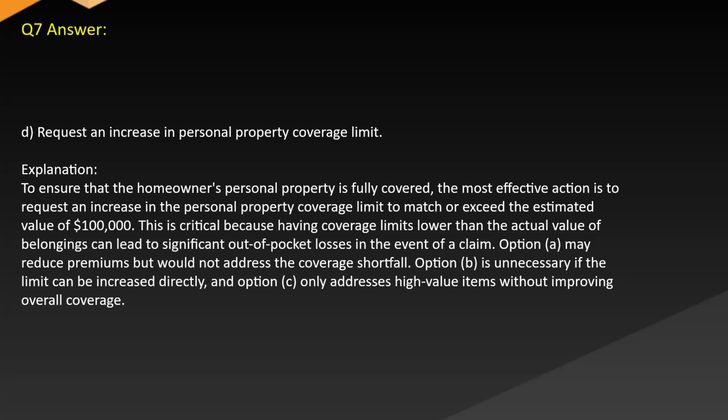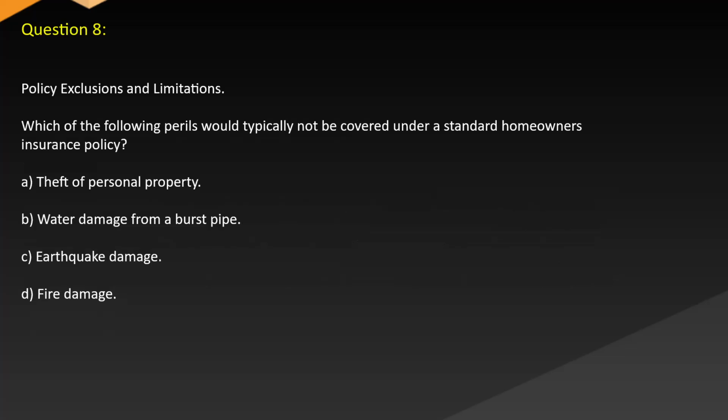Option A may reduce premiums but would not address the coverage shortfall. Option B is unnecessary if the limit can be increased directly, and option C only addresses high value items without improving overall coverage.